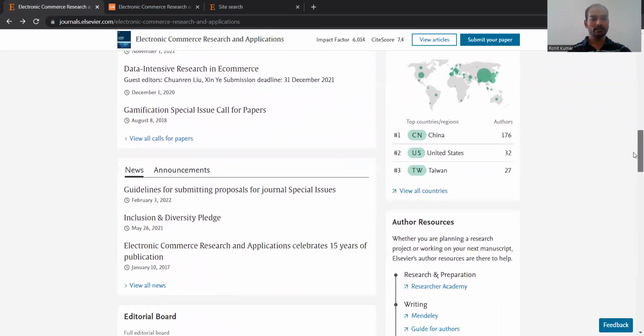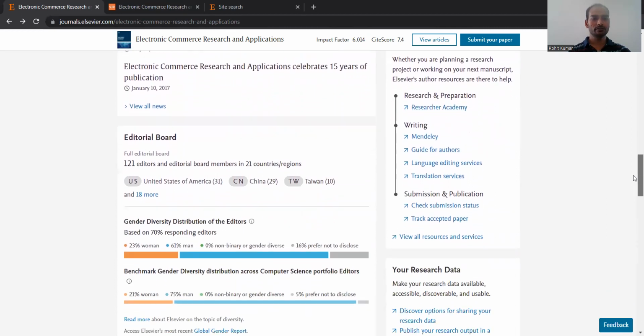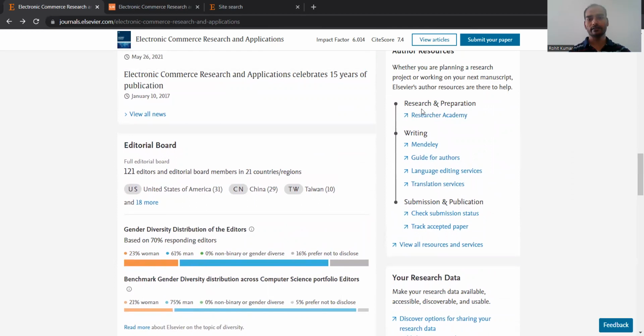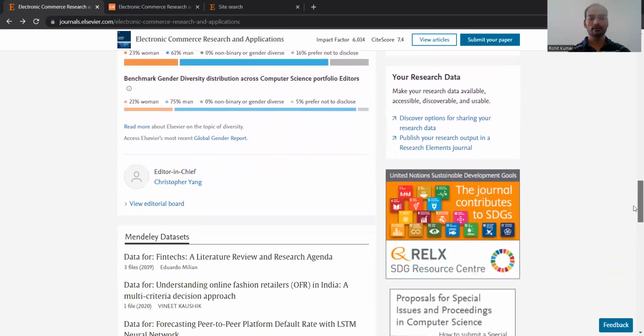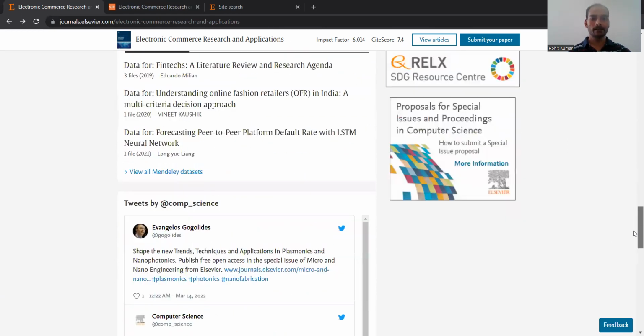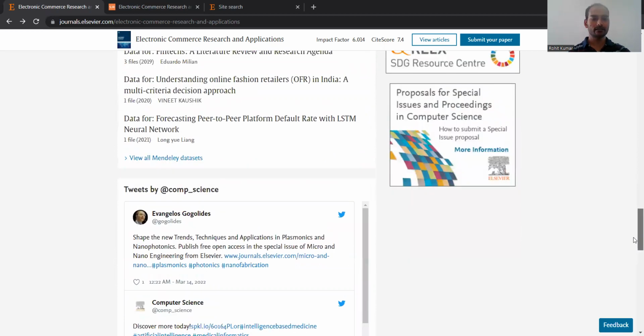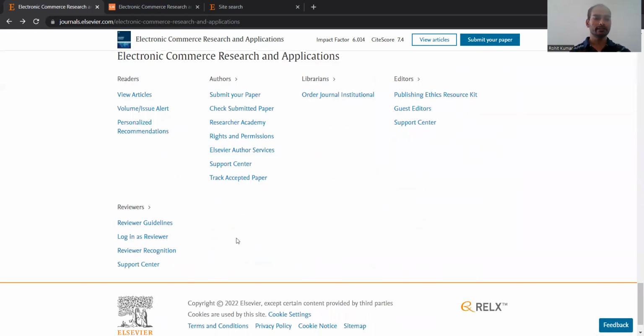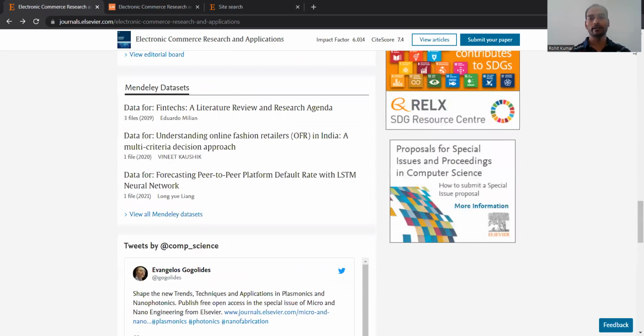Okay, coming down here we have the news and announcements. Editorial board, we have already seen. Research, writing, and submission related links you can find here. If you have any issues, you can go to certain links and have your queries solved. Then the gender diversity we have seen, and I think there is nothing left. Mainly dataset related links, that is the tweet area, and lastly the reader, author, librarian, editor and reviewer related links are presented at the bottom of the page, like any usual Elsevier journal.